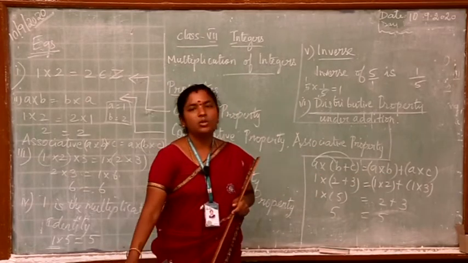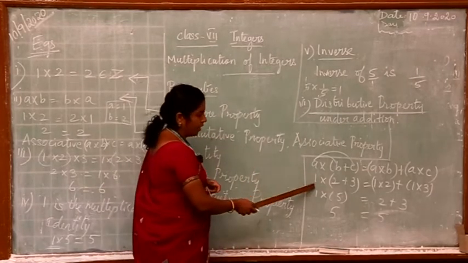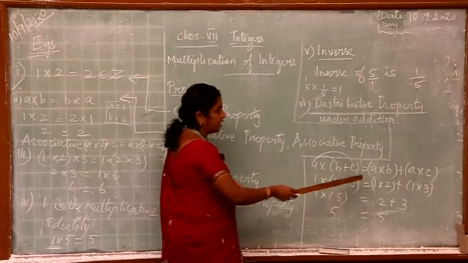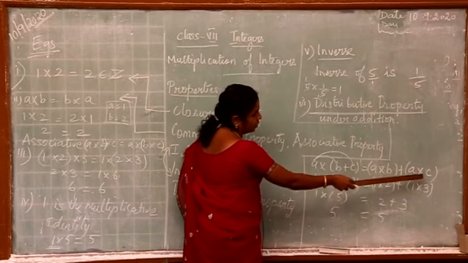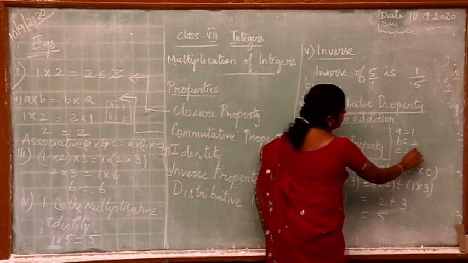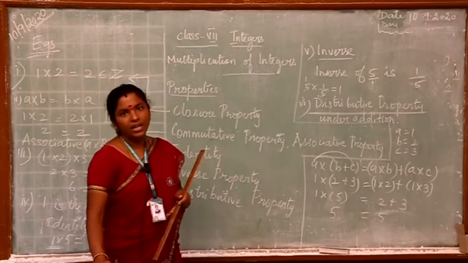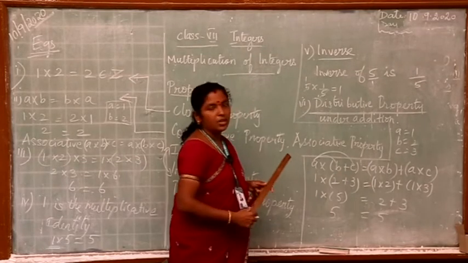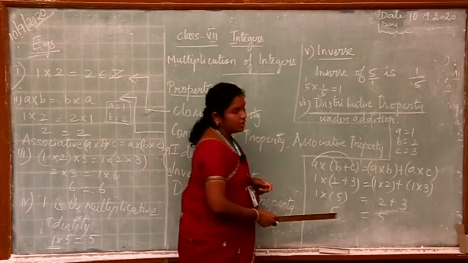Again, I am going to substitute A equal to 1, B equal to 2 and C equal to 3. Wherever I have A, I substitute 1, wherever I have B, 2, and wherever I have C, 3. Now, we will go for the left hand side. Only the bracket should be solved first. So, 2 plus 3, what is 2 plus 3? 5. 1 multiplied with 5 is 5 here.